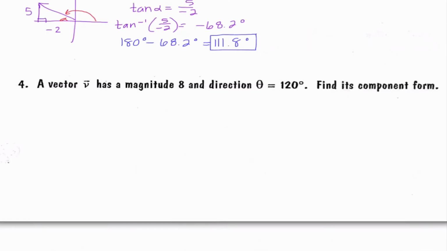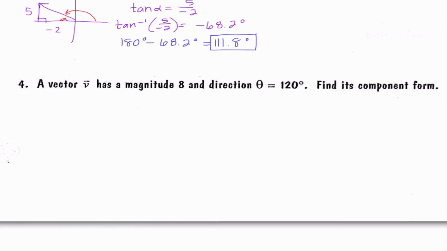Number 4 is a little bit different. Okay, they're asking us to find the component form, which is something we're familiar with now, but it's not giving us any of the information we're used to. It's not giving us the linear combination form. It's not giving us a terminal point and an initial point. What it's doing, it's giving me a magnitude and a direction.